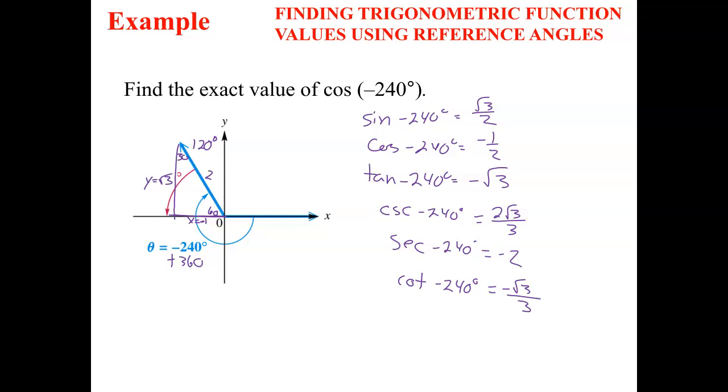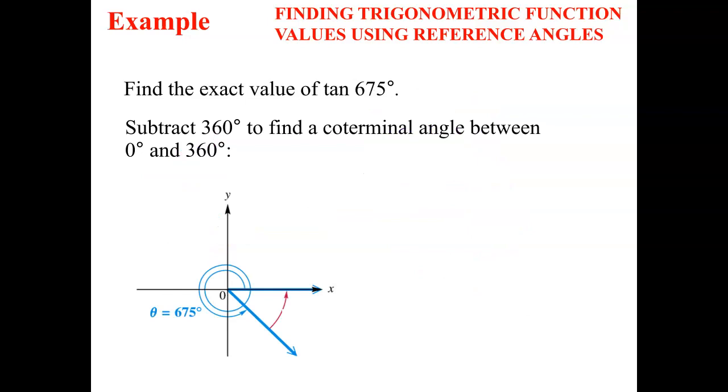Same 6 numbers, over and over for all of our 30, 60, 90 angles. Whenever we have a reference of 30 degrees or 60 degrees, it's going to be those 6 values, either positive or negative. Can't get any more repetitive than that. All right?